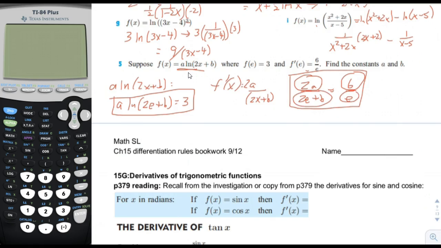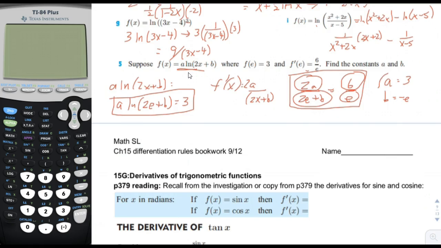It's not like simplifying or anything. Like if there's a factor to reduce it and stuff, that could get really messy. But let's say that 2a is 6 and 2e plus b is e. Then what would a and b be? A would be 3, right? If a was 3, then 2 times 3 would be 6. B would be negative e, right? Because if b is negative e, then 2e minus e is equal to e.